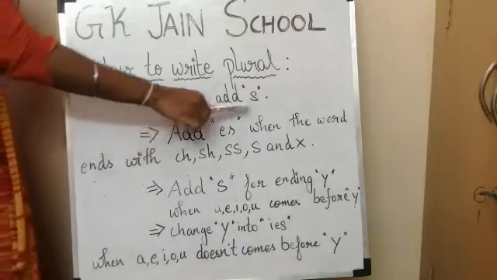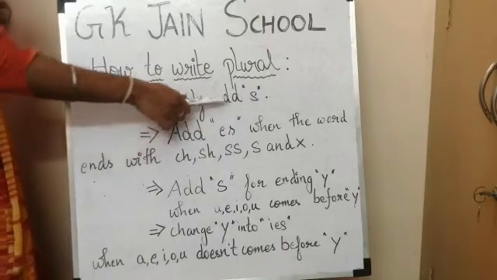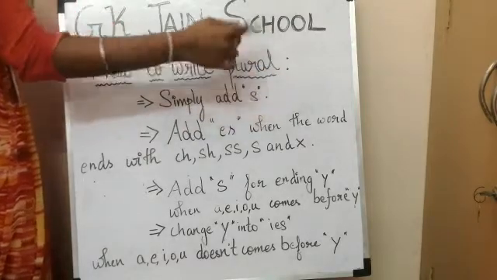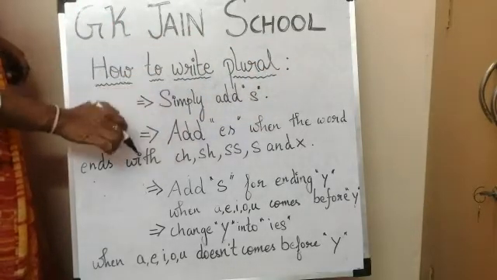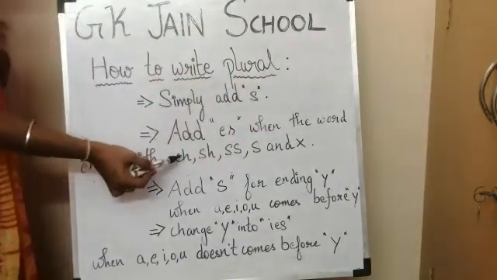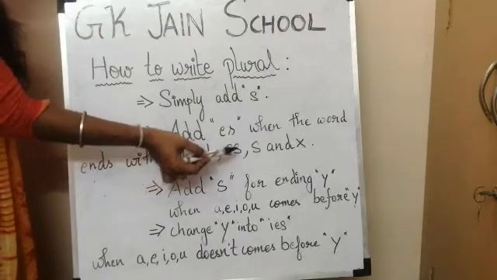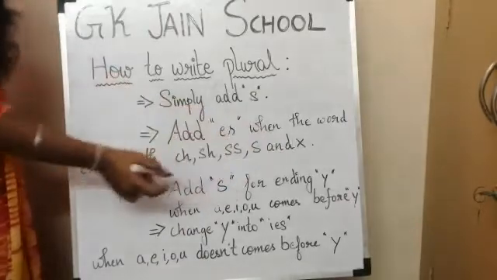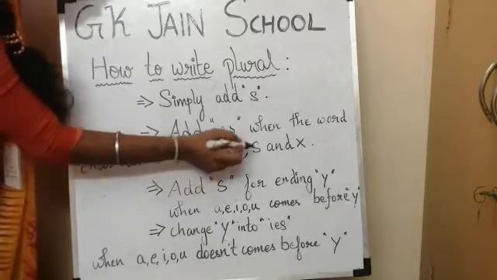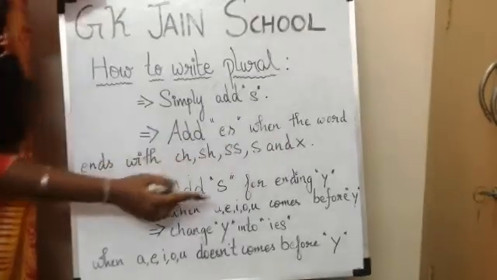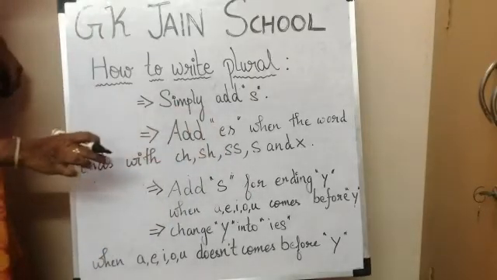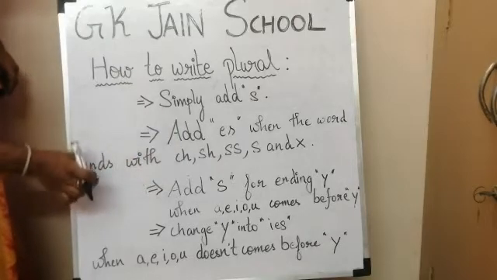First one, simply add s to the word. For example, if you have dog, you can write s at the end of the word, so it makes a plural. Next one, add es when the word ends with ch, sh, ss, s and x. What you should add? Es. I'll give examples for everything, children. I'm just telling this as an instruction first.